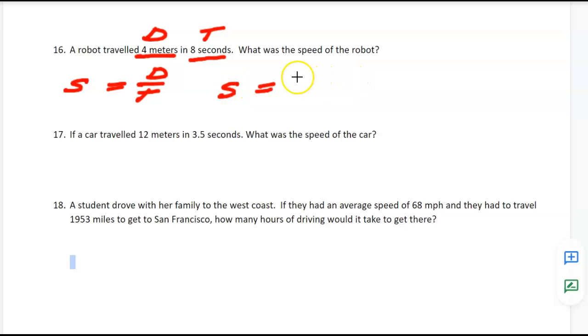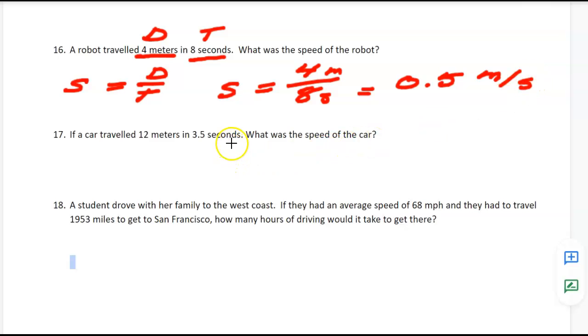Speed is what we're trying to find. The distance is 4 meters, and the time is 8 seconds. 4 divided by 8 is going to be 0.5 meters per second.